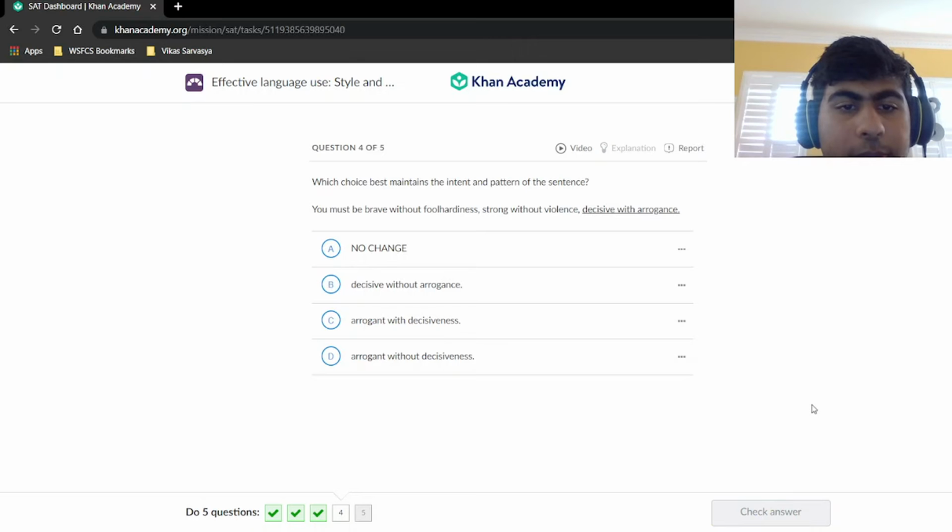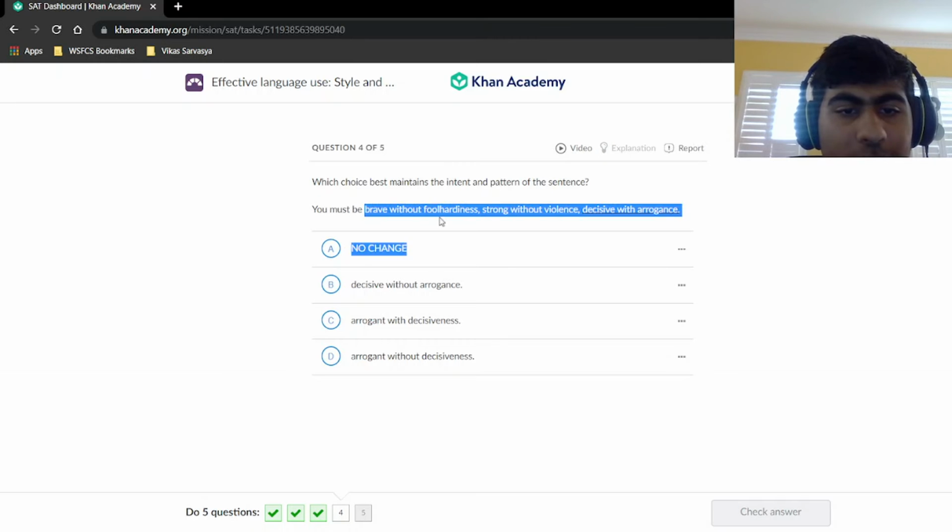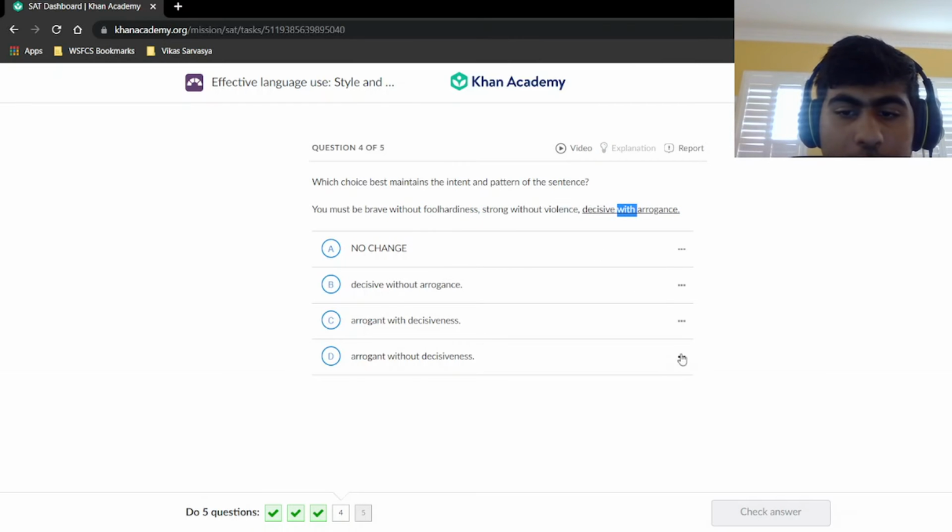Let's keep going. Which choice best maintains the intent and pattern of the sentence? You must be brave without foolhardiness, strong without violence, decisive with arrogance. Well, this whole thing is talking about without, right? So you need it without. So you're not going to have with in here. So we can cross out these 2 choices that use the word with. And I have decisive without arrogance and arrogant without decisiveness.